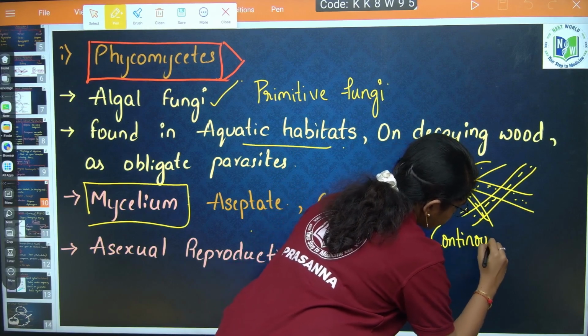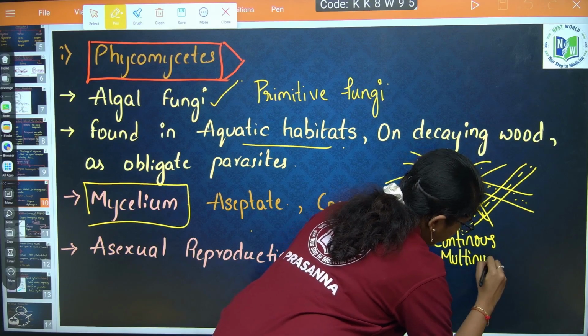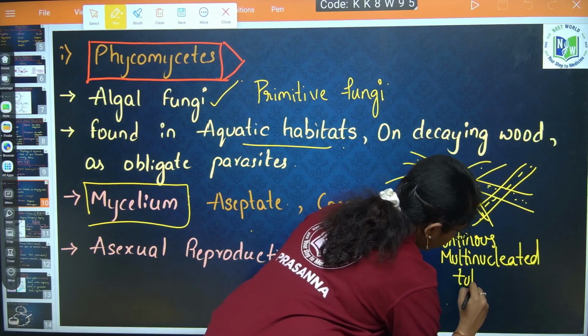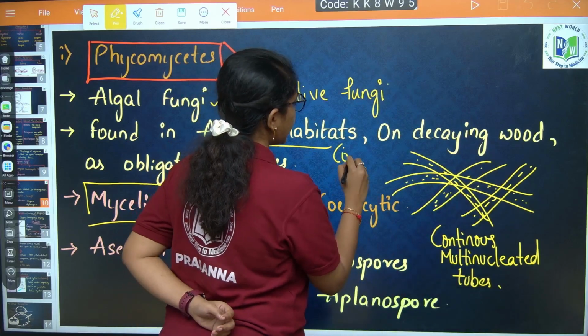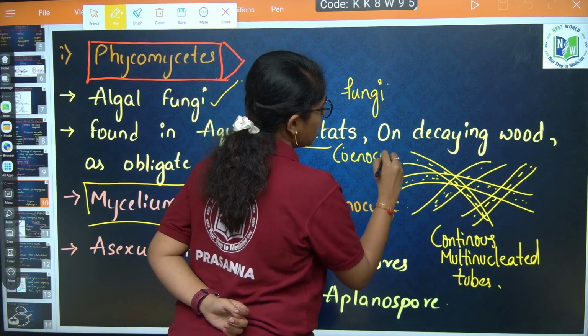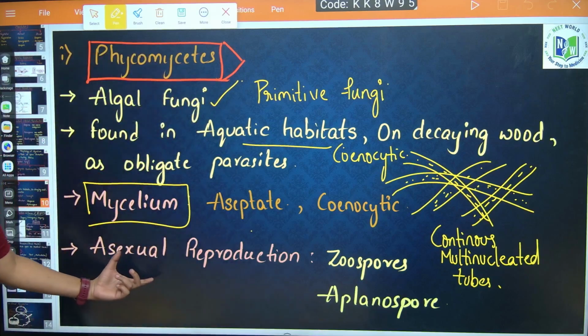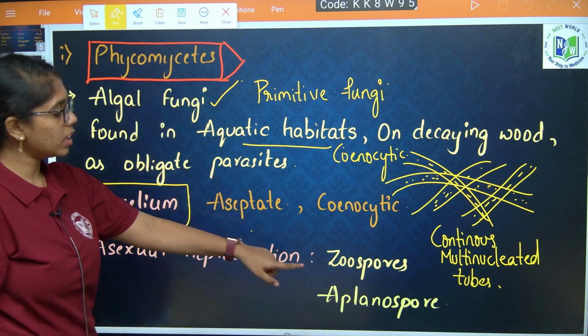Continuous, multinucleated tube-like tubes. You can say multinucleated tubes, or coenocytic condition. What are they? Coenocytic condition. So here under asexual reproduction, what are the types of spores formed in Phycomycetes?